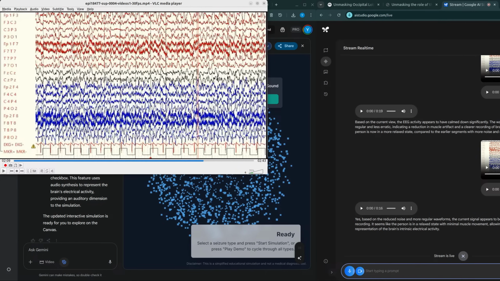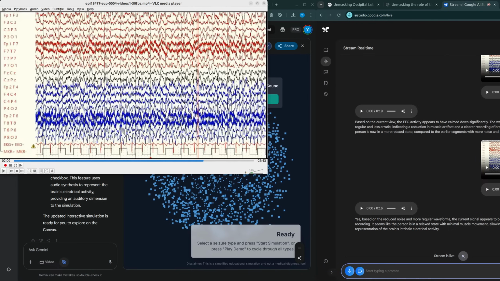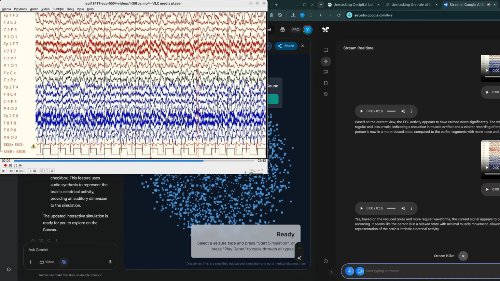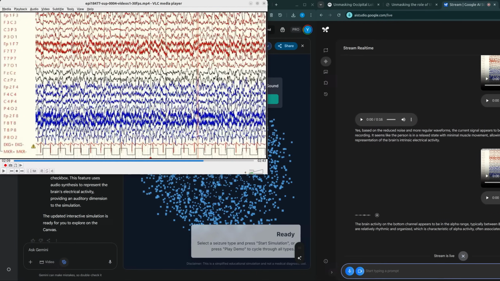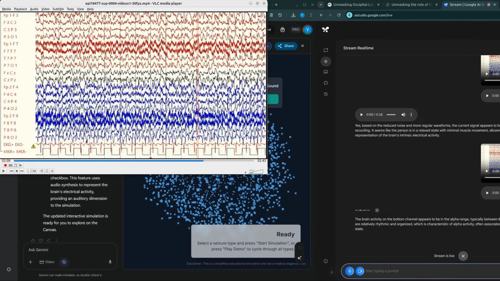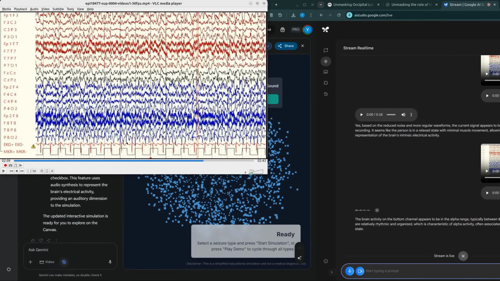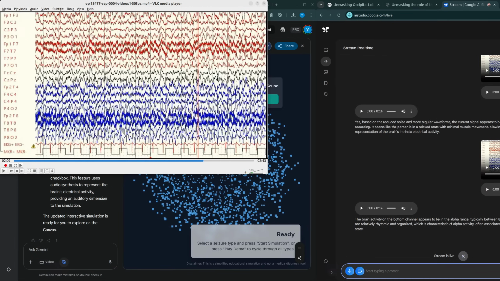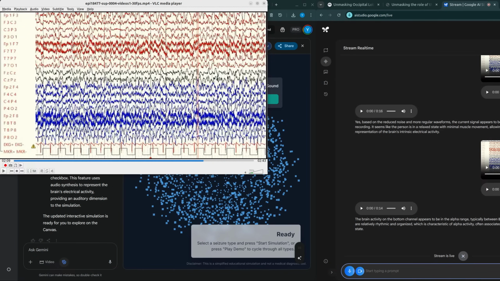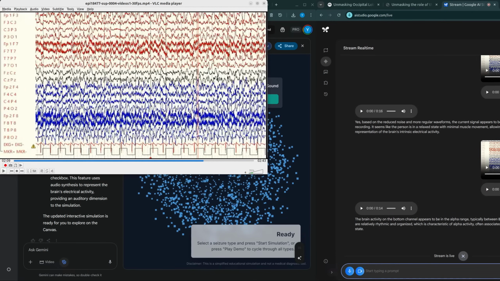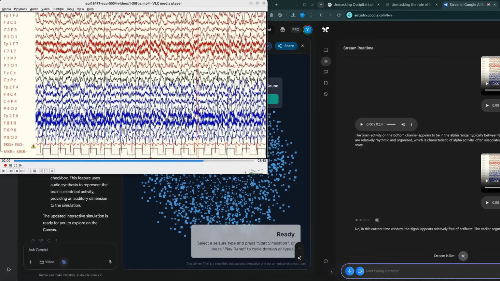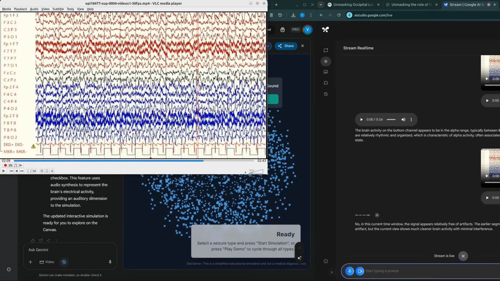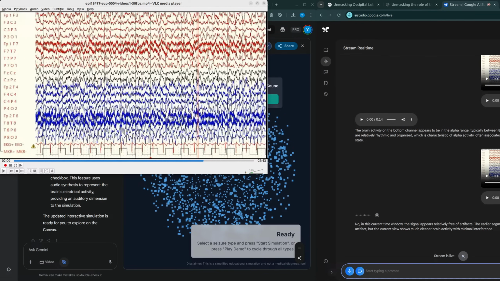Okay, are you able to tell what the frequency of the brain activity is, say, on the bottom channel there? The brainwave activity on the bottom channel appears to be in the alpha range, typically between 8 and 12 hertz. The waves are relatively rhythmic and organized, which is characteristic of alpha wave activity, often associated with a relaxed but awake state. Are there any artifacts in the signal? No, in this current time window, the signal appears relatively free of artifacts. The earlier segments had noticeable muscle artifact, but the current view shows much cleaner brain activity with minimal interference.